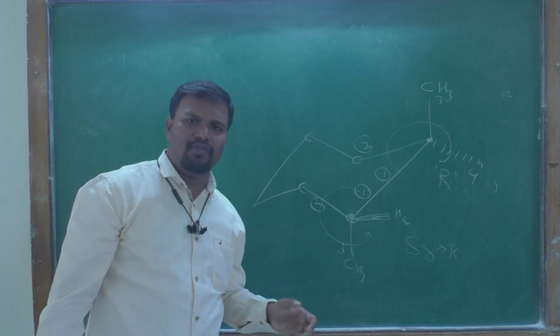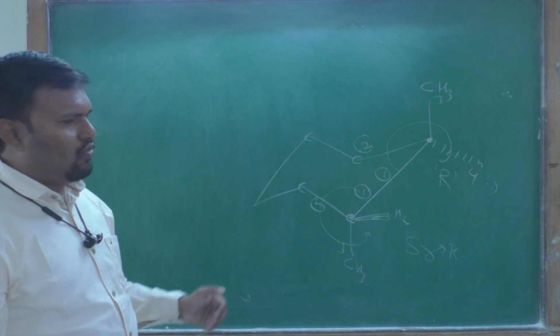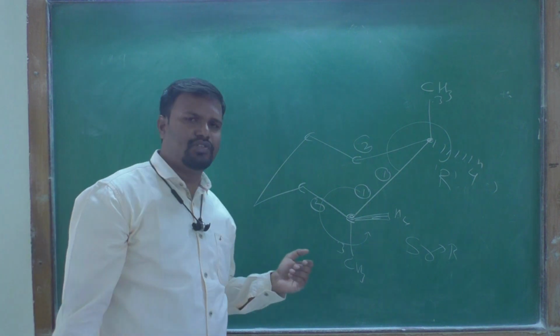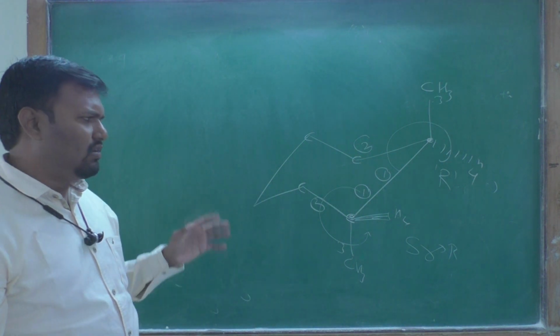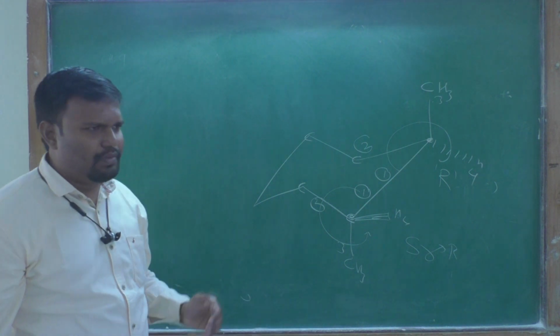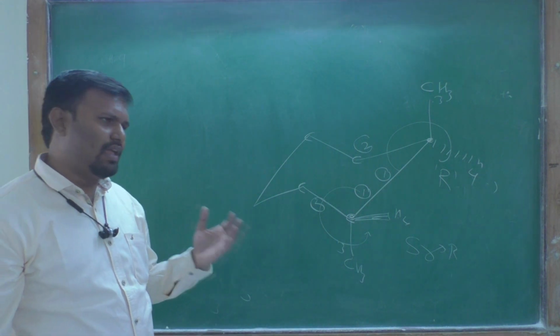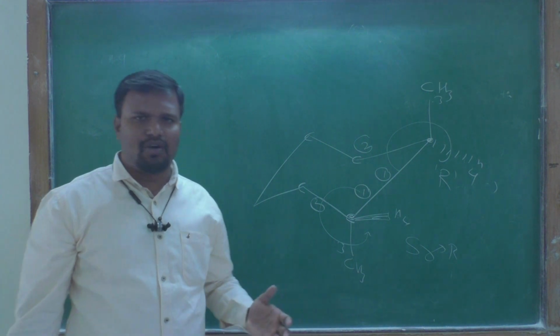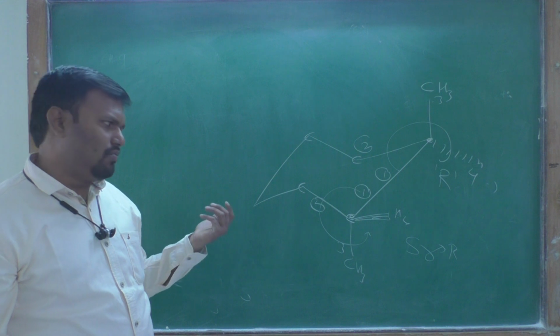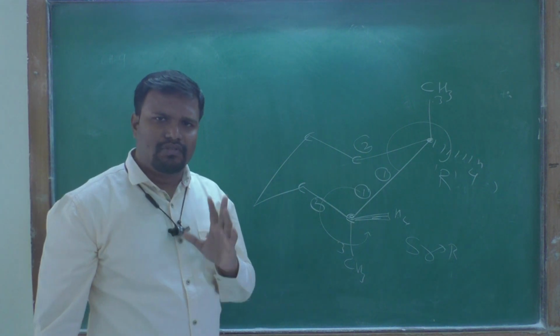Okay, like that way you can also find out or predict the configuration of the chiral center which is present in cyclohexane and in chair form. This is all about how we can predict R and S configuration in flying wedge formula, in Fischer formula and in chair form molecule. Thank you very much.